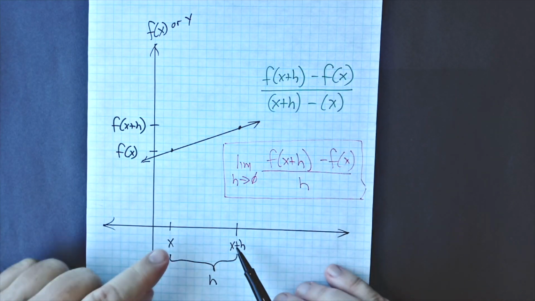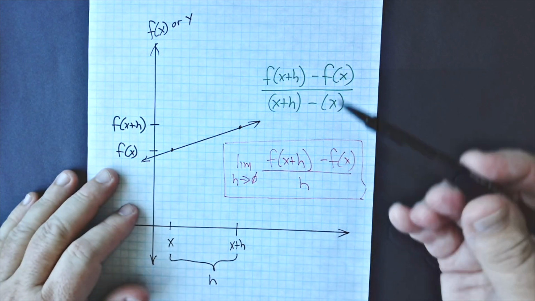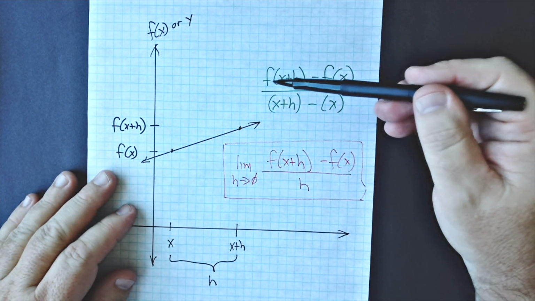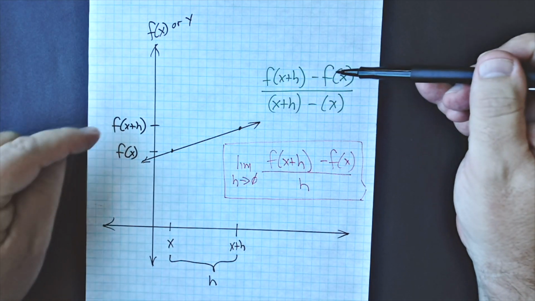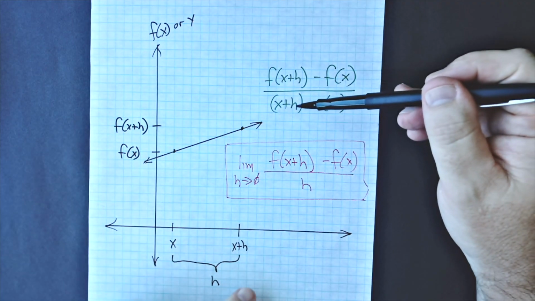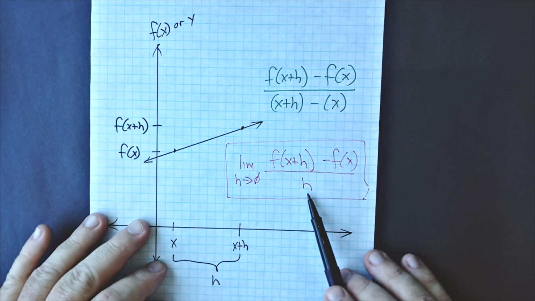So now, do I actually have two different points? I do. And I can compute the slope just like we did before. So in general, I would have y2 minus y1 over x2 minus x1. And I can simplify this bottom to just h.